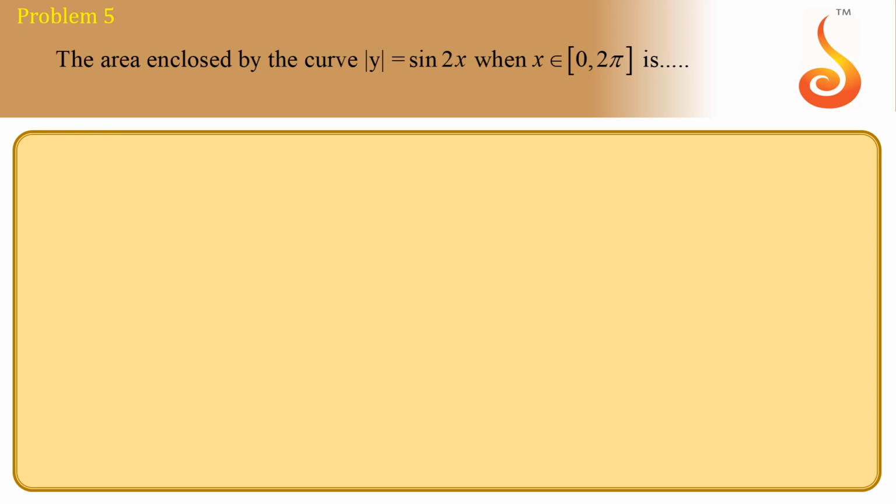Next problem. The area enclosed by the curve mod y equals sin 2x when x belongs to the closed interval 0 comma 2 pi. So you know that sin 2x period will be 2 pi by 2, that is pi. So at x equals pi by 2 only, again it cuts the x-axis.